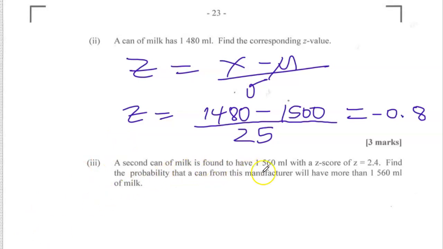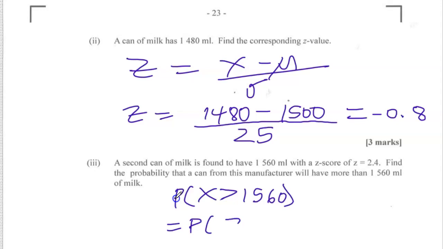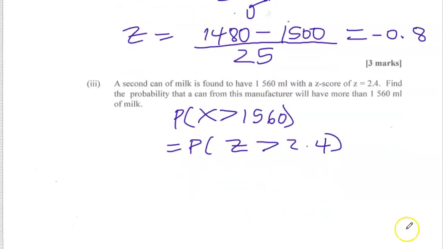A second can of milk is found to have 1,560 milliliters with a Z-score of 2.4. Find the probability that a can of milk from this manufacturer will have more than 1560. The probability that X will be more than 1560 is the same as the probability that Z is more than 2.4. So we can use our tables for this.